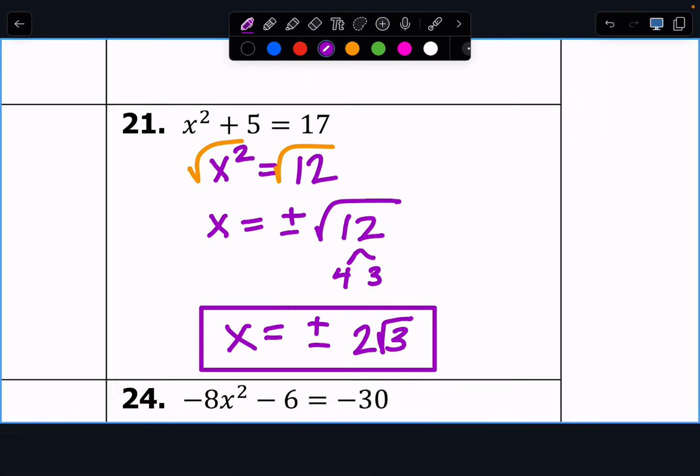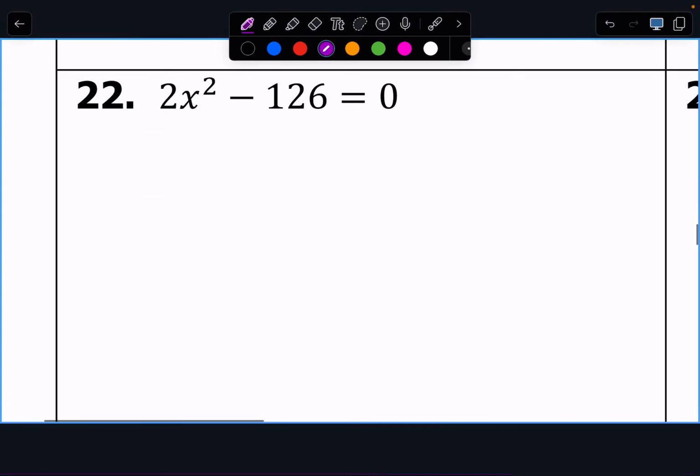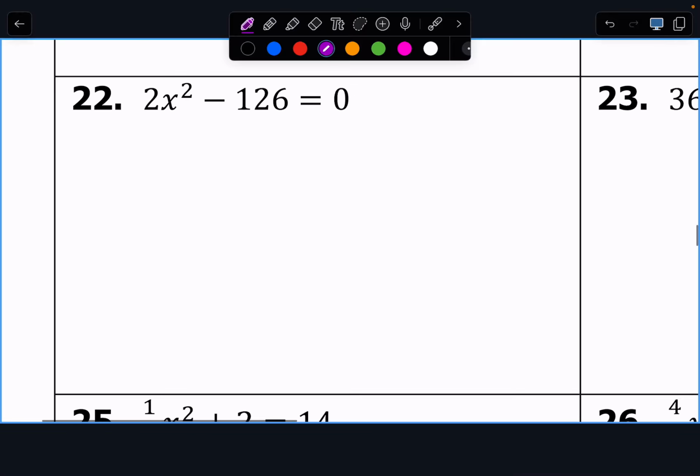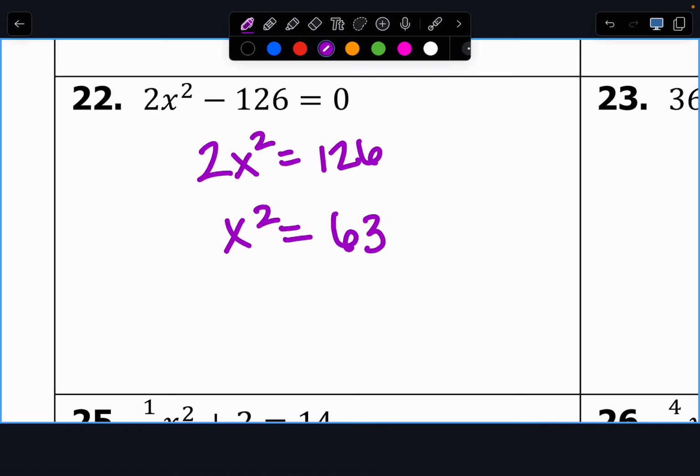Okay, one more problem, and then I'll get you to work. What shall I do first? Nope. What should I do first? Okay. I'm going to add 126. Now we can divide by 2. What's 126 divided by 2? Good job.